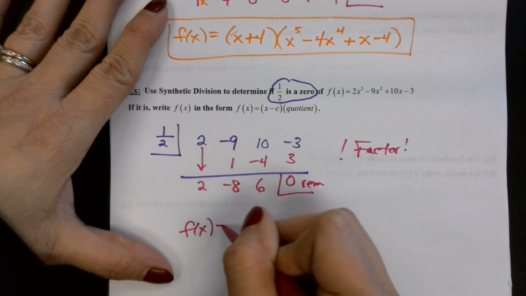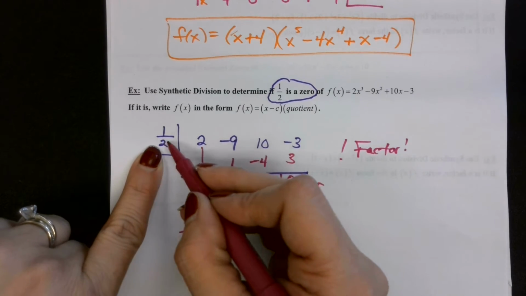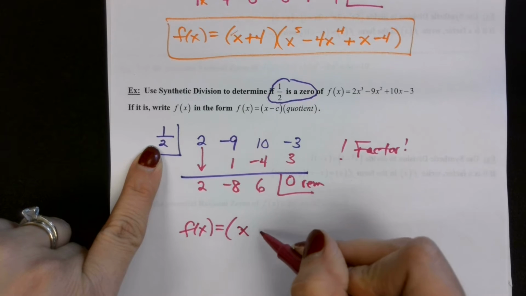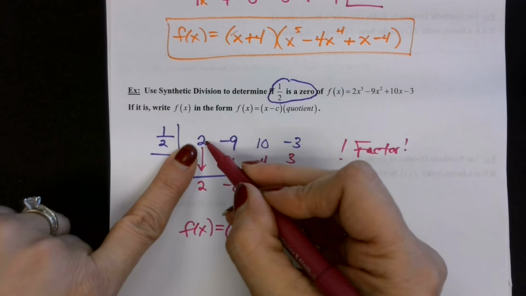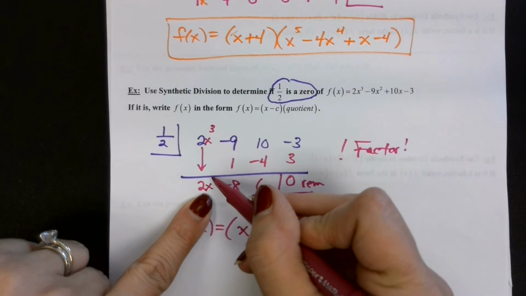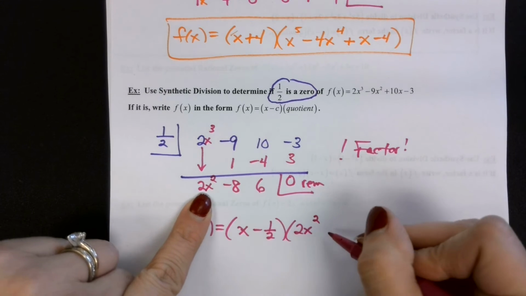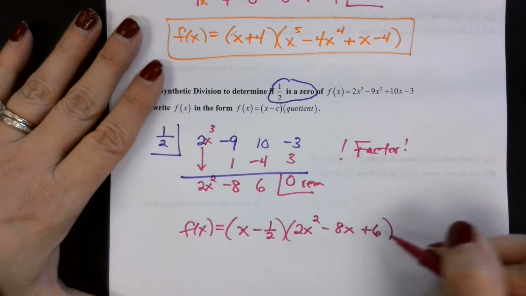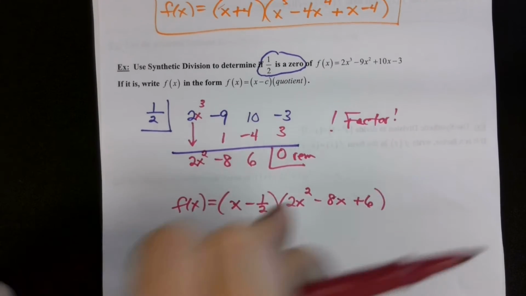f of x equals. Do you remember what we have to do here? You have to change the sign. So if this is a positive, we're going to say x minus 1/2. All right, this problem started off as x to the third power, so this is going to be x to the second: 2x squared minus 8x plus 6. So yes, it is possible to do fractions.